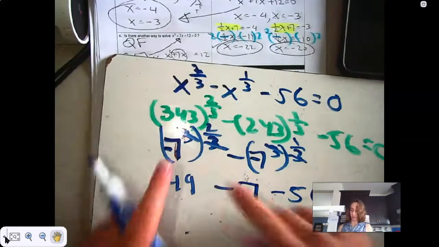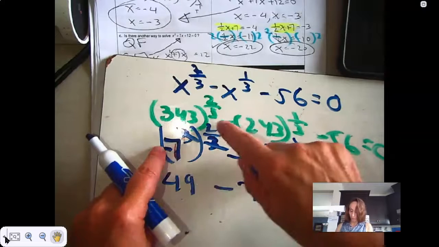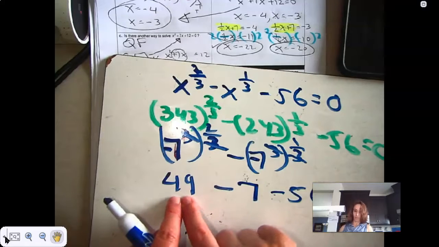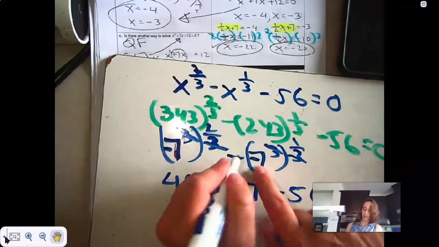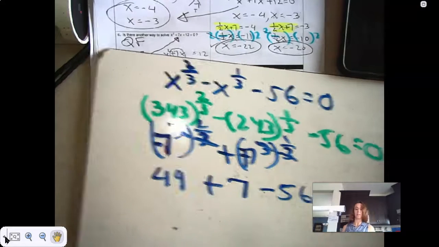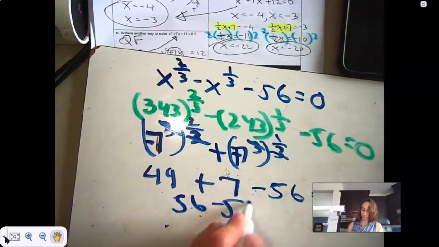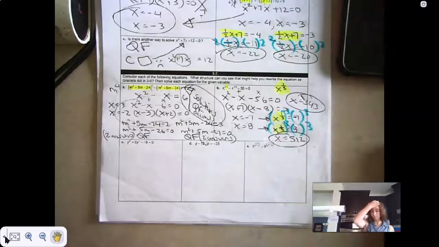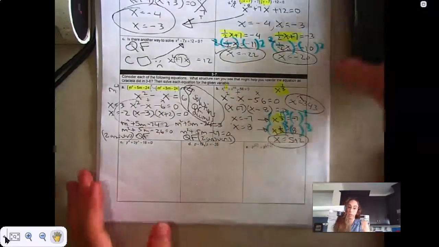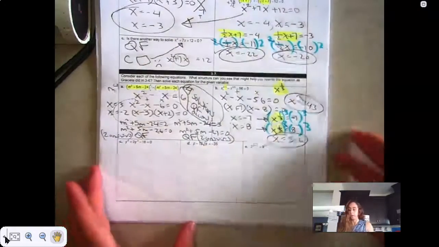So now let's go back. So -7 squared is 49. -7 to the first is -7, and a negative and a negative make a positive. Now 56 minus 56 does equal 0, and I'm right. Okay? I love when I make mistakes because it reminds you that just because you make a mistake doesn't mean the answer is no solution. It could be, but it could also mean you made a mistake.